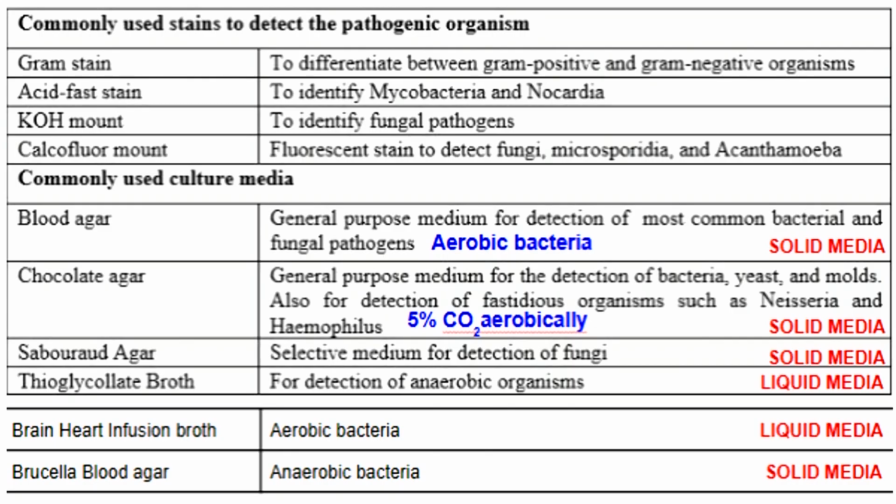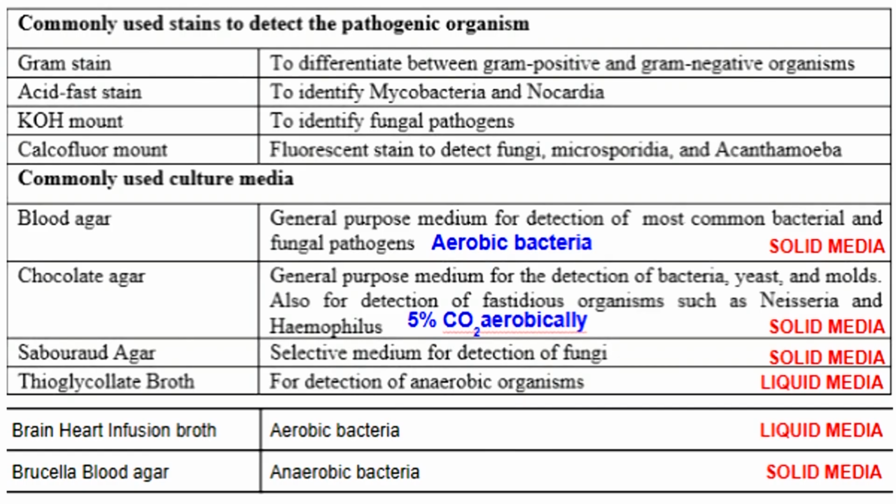And what are the common culture medias? So for solid media, we have blood agar, which is for aerobic bacteria, and chocolate agar, a solid media for certain fastidious organisms. It is incubated in 5% carbon dioxide aerobically. Then SDA is a selective media for detection of fungi.